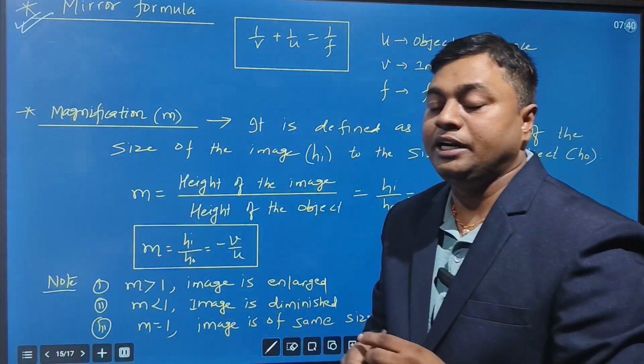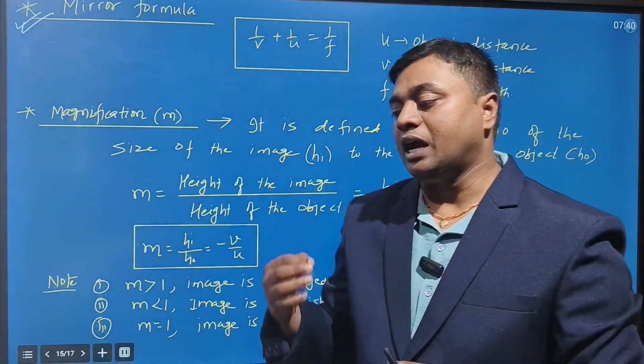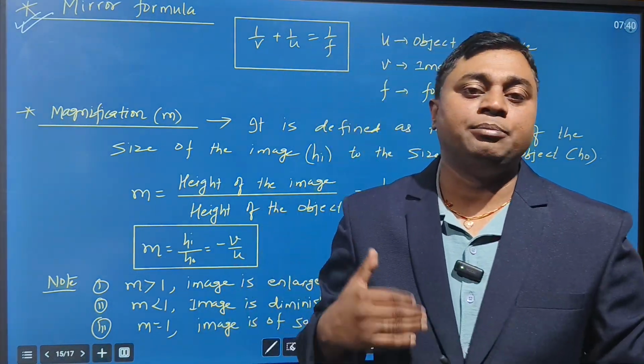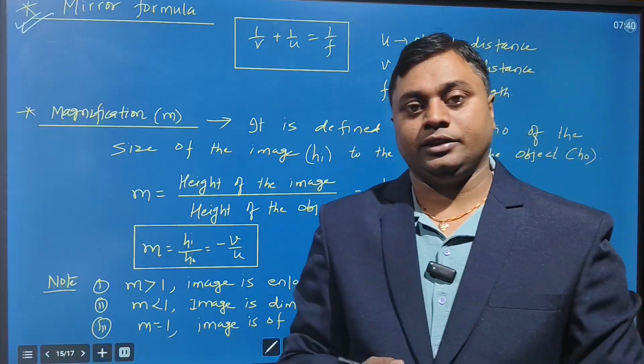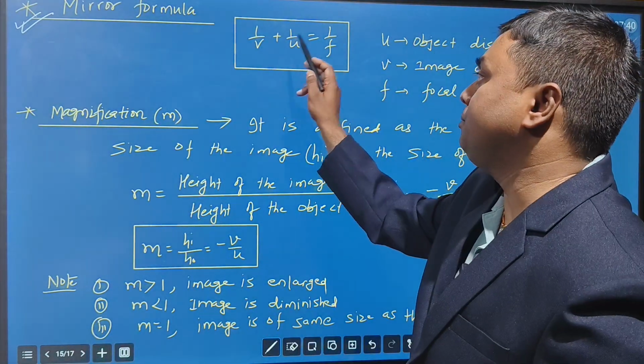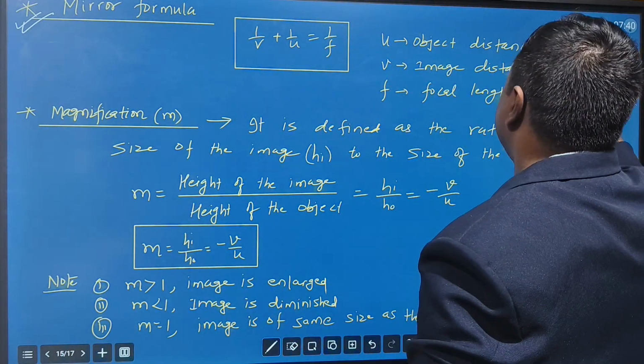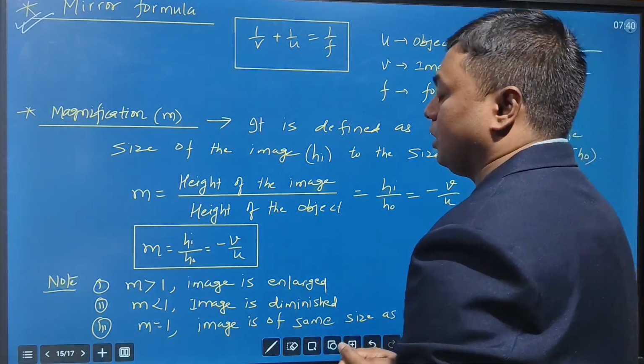Now, very important, numericals will be asked based on this. What is the mirror formula? It is a relationship between u, v and f. What is u? u is the object distance. What is v? v is the image distance and f is the focal length. The formula is: 1 by v plus 1 by u is equal to 1 by f.